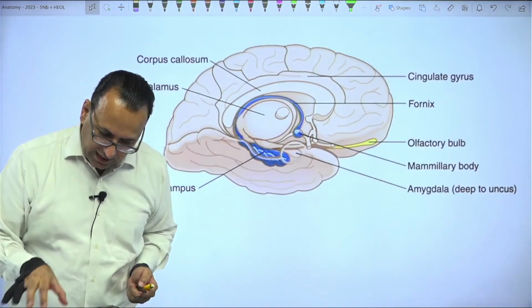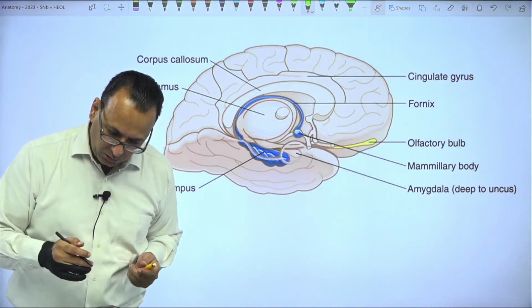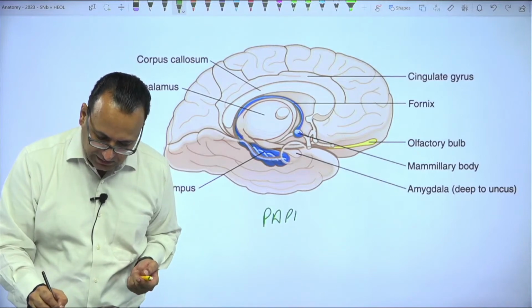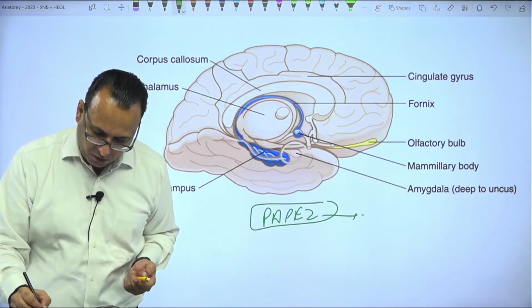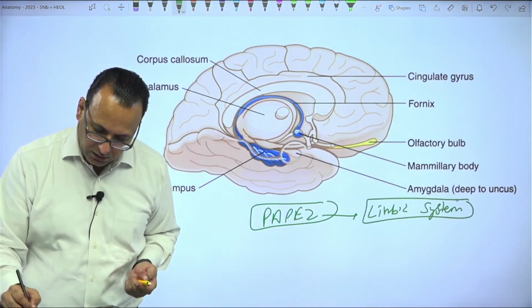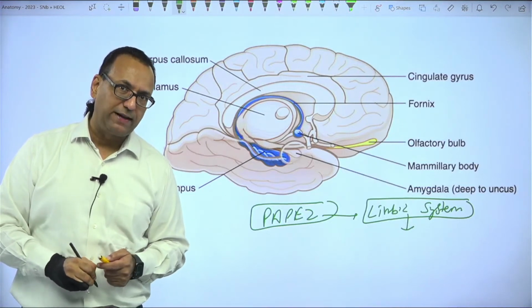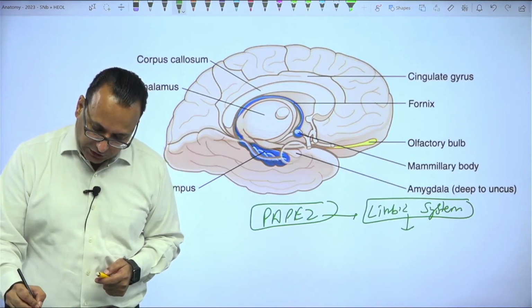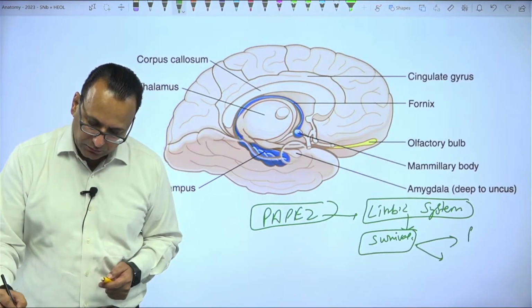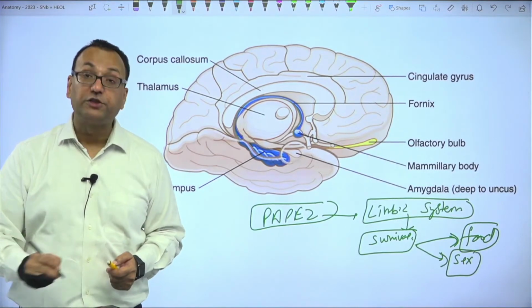So this is the diagram which you should be aware of, and it is repeat information. We are talking about Papez circuit here. Papez circuit belongs to limbic system, and limbic system is a very old system in evolution. Even animals have quite well developed limbic system. It is related with survival, and survival is related with two things, food and sex. Food to survive, sex to perpetuate the species.